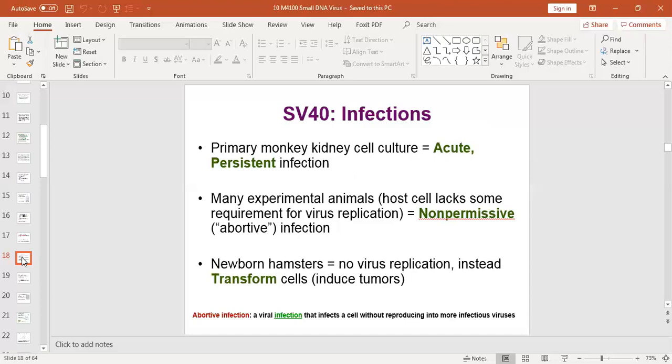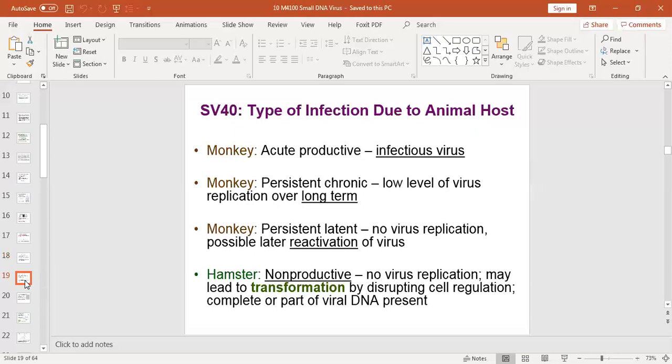The third type of infection that we see in newborn hamsters as a host, we do not see a lot of viral replication. However, viral DNA will transform the cells, or it causes tumors. Moving to slide number 19.